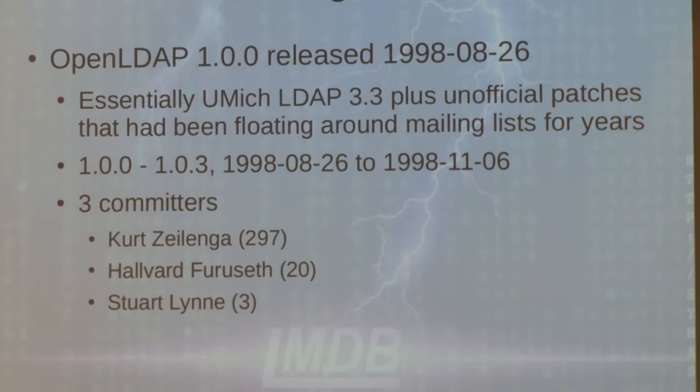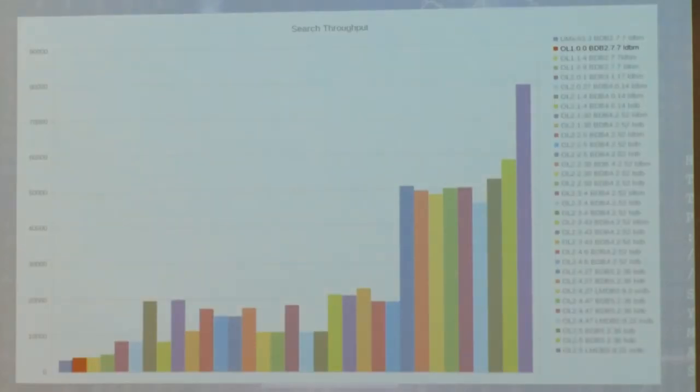And back then, the project was very small. It was Kurt, Halvard Furuseth from University of Norway, and this guy, Stuart Lynn. But obviously, Kurt was doing the majority of the work, 297 commits to his name. So the first release, we actually see a slight performance jump over the UMich code. So that's the result of the various known bug fixes.